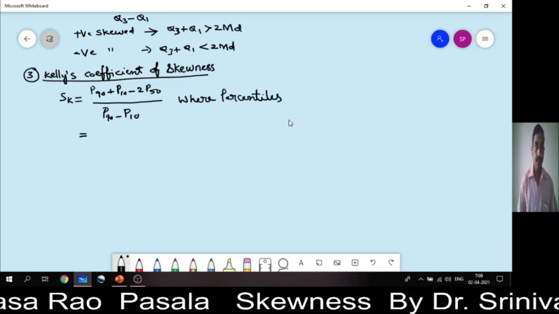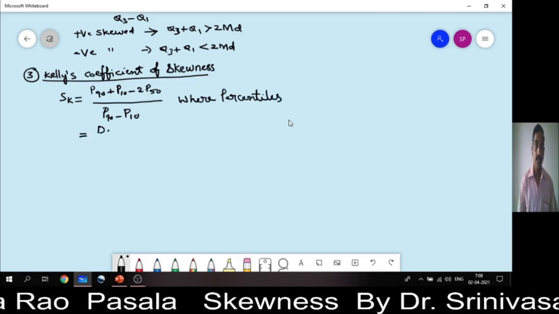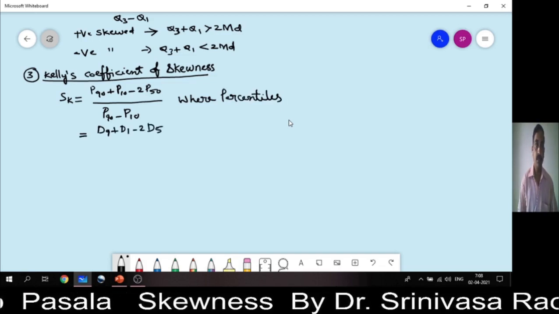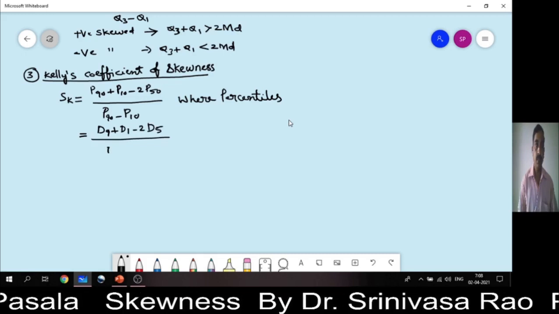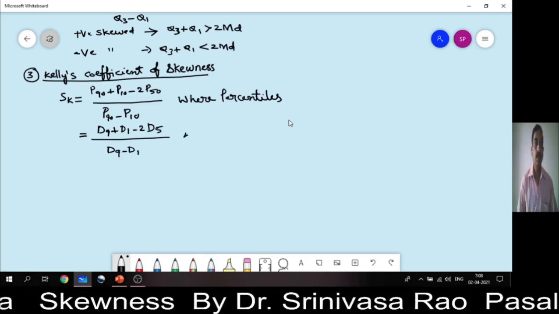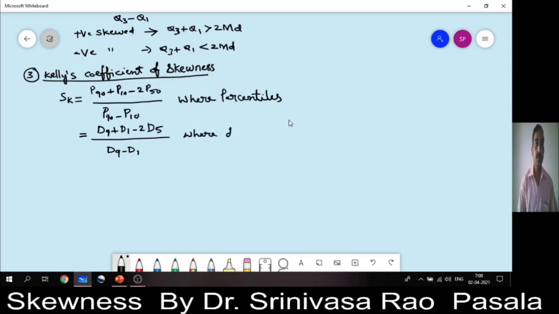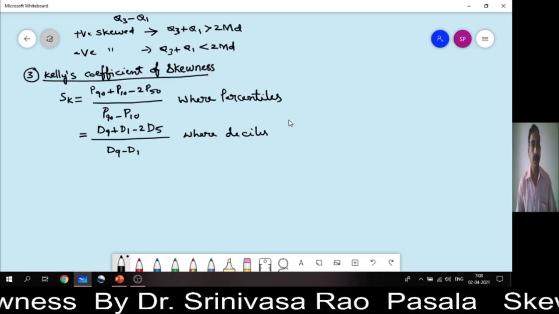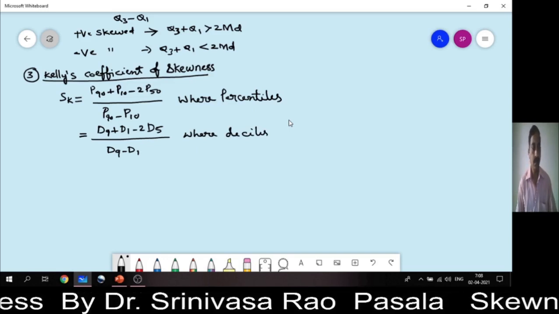Similarly, based on the deciles, D9 plus D1 minus 2D5 by D9 minus D1, where D is nothing but deciles. So Kelly's formula is based on percentiles or deciles.